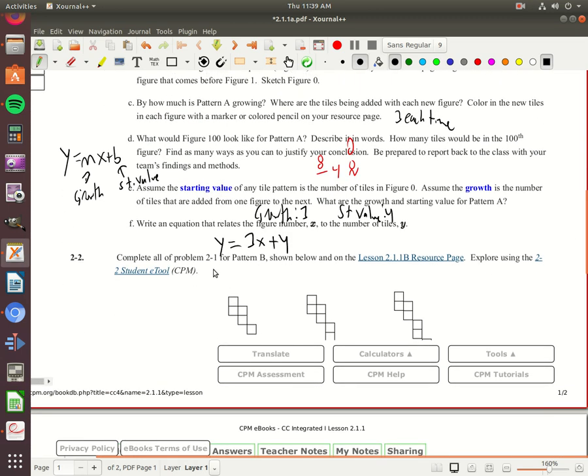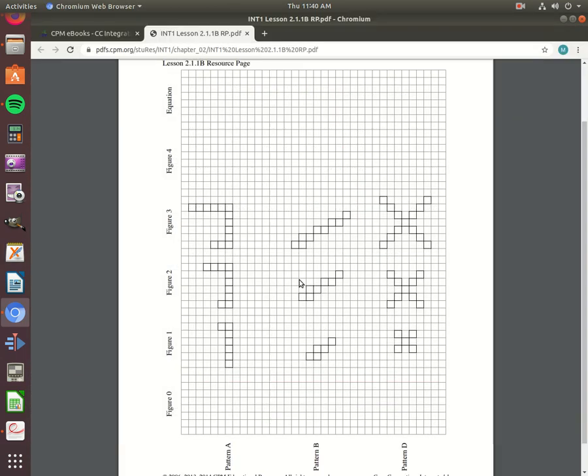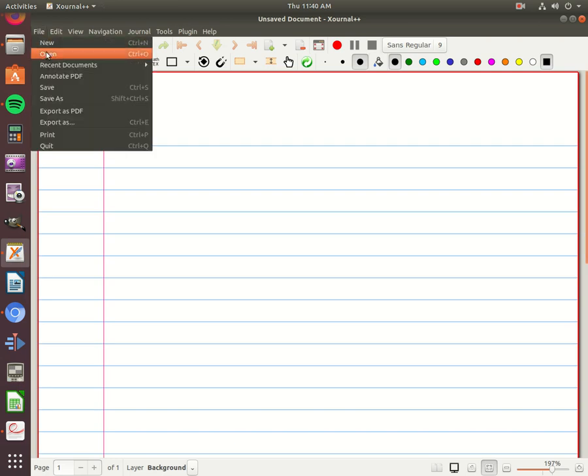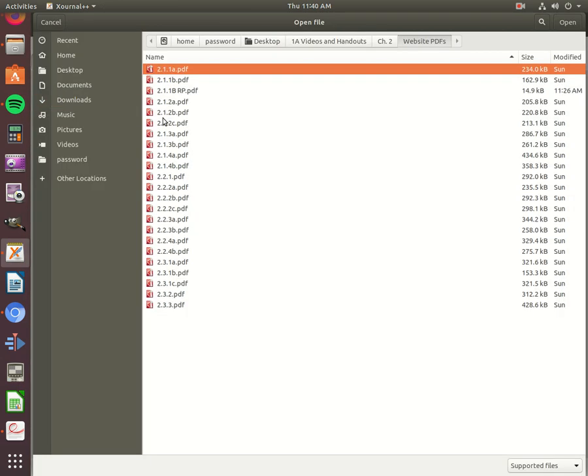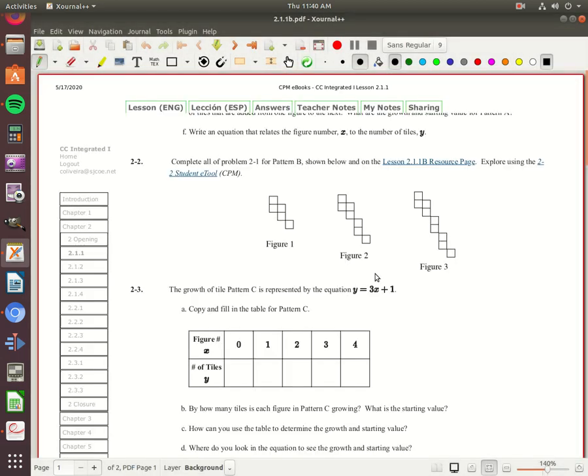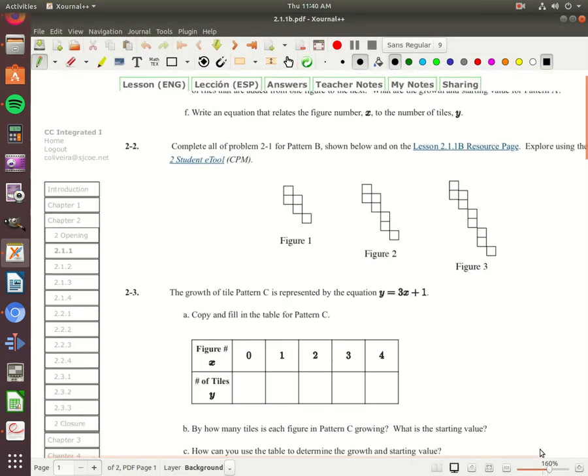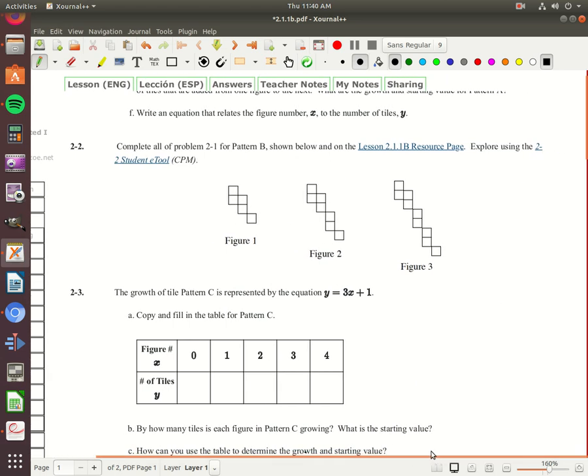So it says complete problem 2-1 for pattern B shown in the resource page. So I guess now I have a decision to make. I think I'm just gonna keep going with this and ignore the resource page. I know it'll look better in the resource page, but I kind of like having the questions available to me. So let's go to B. We're going to do all the same things here.